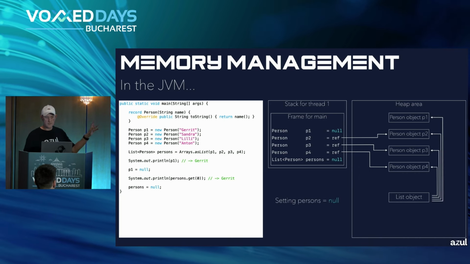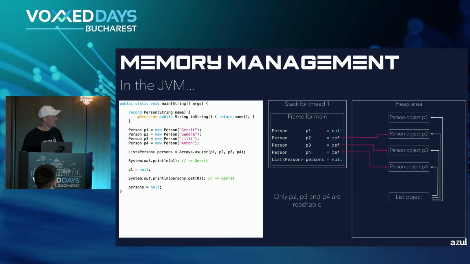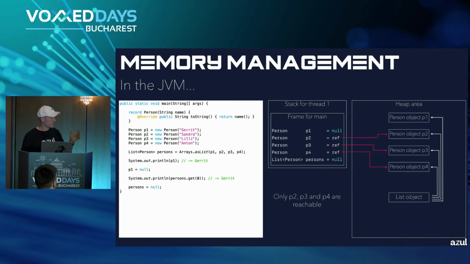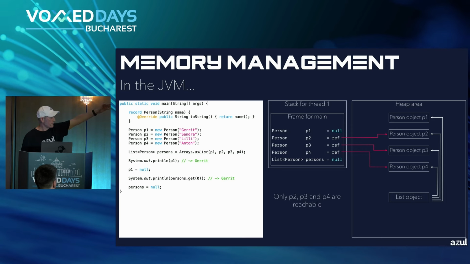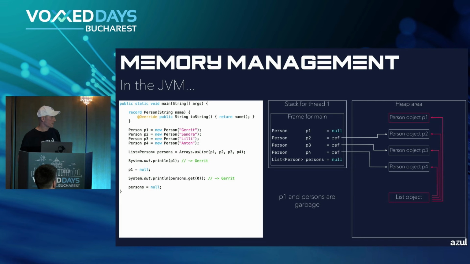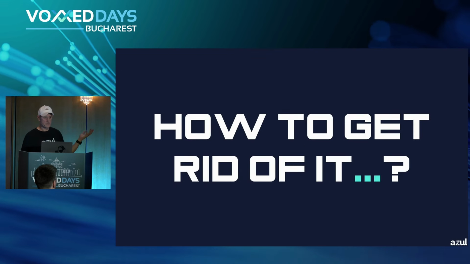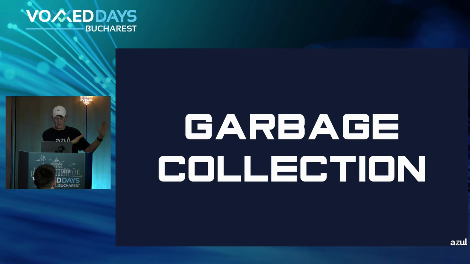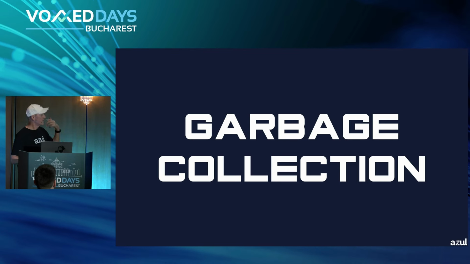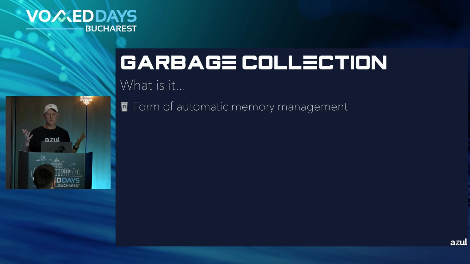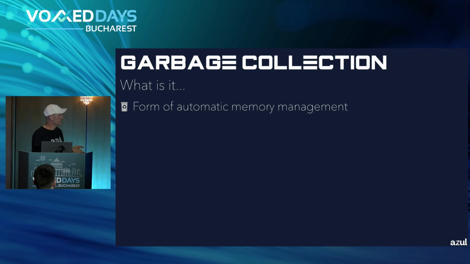If I now set the list to null, it's gone. And then I can only reach these 3 objects, right, in the heap. The rest, that means the person P1 object and the list object, is more or less garbage. So, how to get rid of it? Garbage collection. That's the idea, okay? So, I hope you could follow this one because this is the basic why we need garbage collection. To give you an idea, garbage collection is a form of automatic memory management.